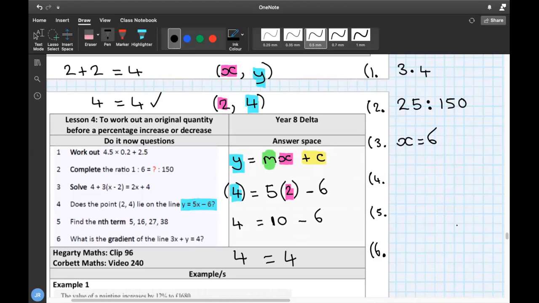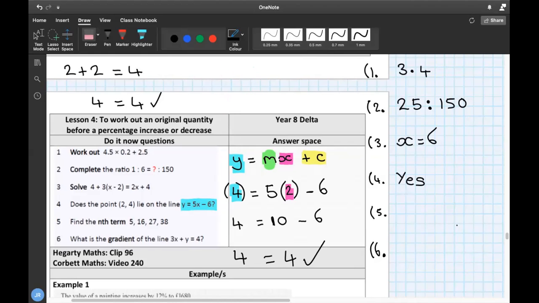4 is the same as 4. That makes sense. We've got one side of the equal sign equaling the other. So therefore, this point does lie on this line. So your final answer would be yes, but you must have included this working out to get full marks for that question. Okay, so you've got to show your working out.